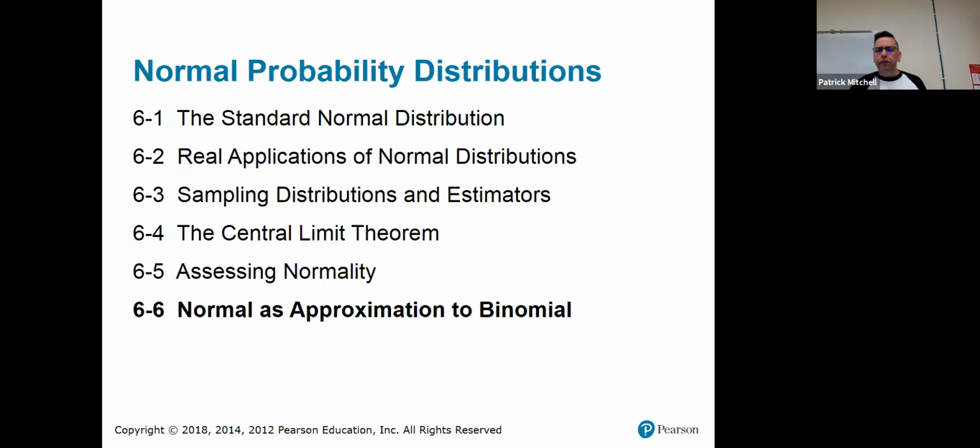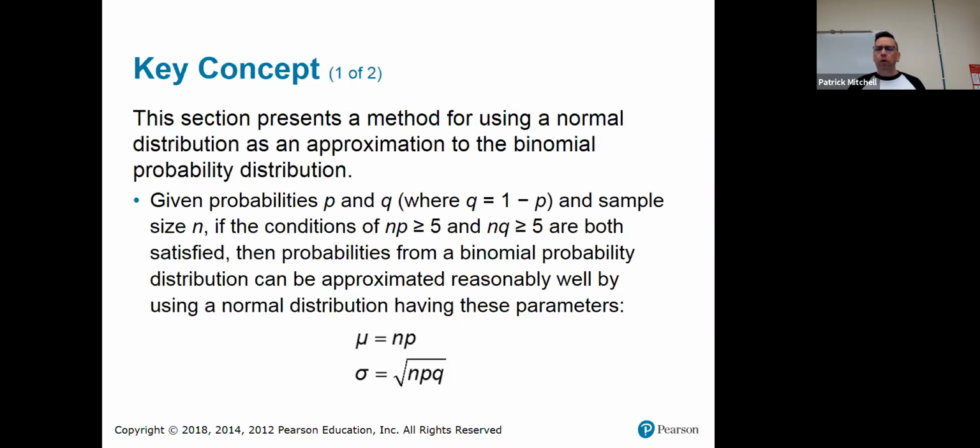Okay. So what we're going to talk about now, and this bullet here, we really start to get into details. So it presents a method for using a normal distribution as an approximation to the binomial distribution. That's all we need to know right this second. I'll tell you all this other stuff later.